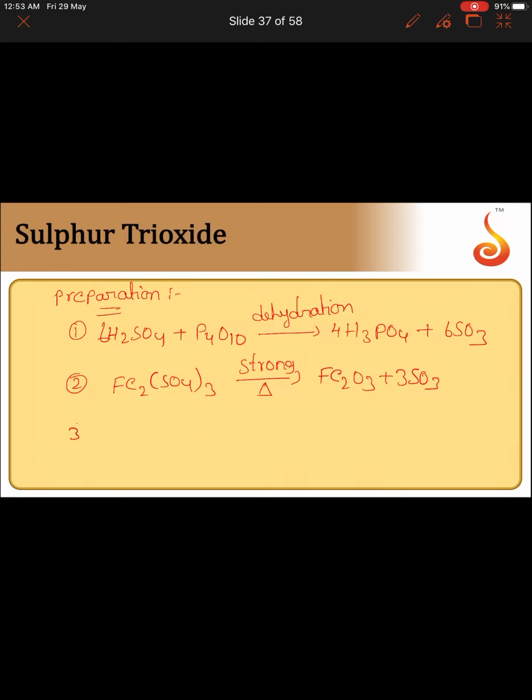And one more preparation is by oxidation of SO2 with oxygen in presence of a catalyst. The catalyst is platinum. It will give SO3. And it is a commercial method.